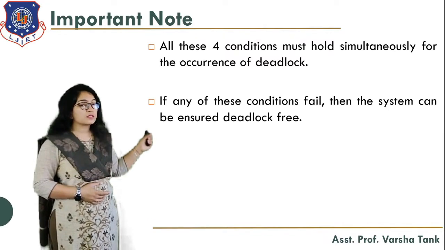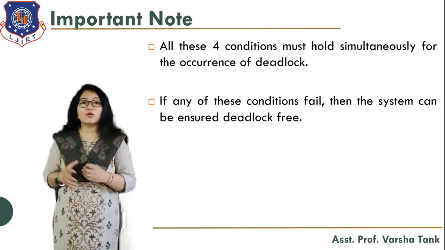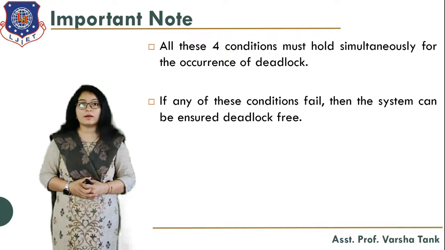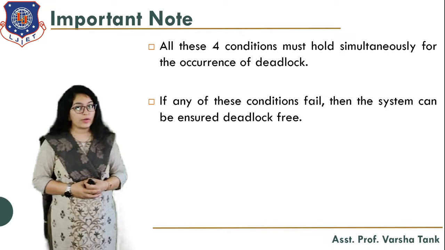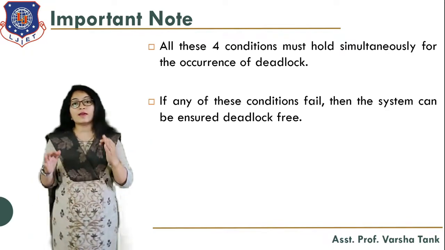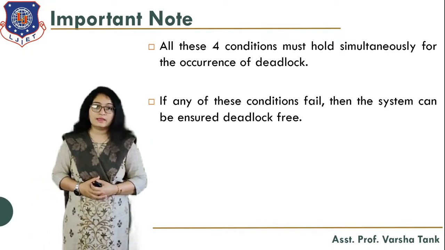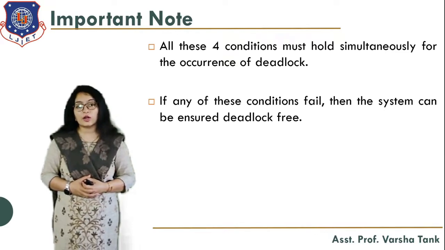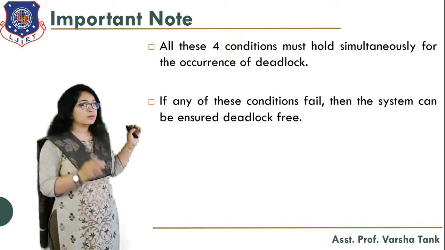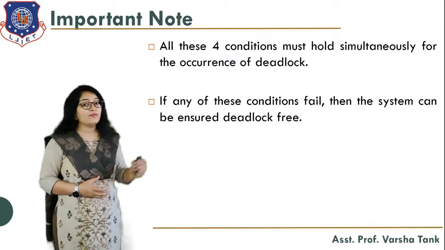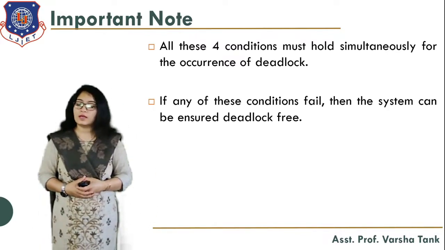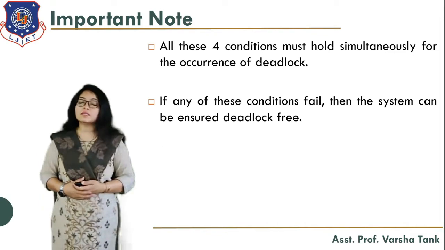Now just note this: all these four conditions must hold simultaneously for the occurrence of deadlock. This is the first point. And the second is, if any of these conditions fail, then the system can be ensured to be deadlock free. So if these four conditions must be there for the occurrence of deadlock, and if any of the conditions fails, then the system is deadlock free.